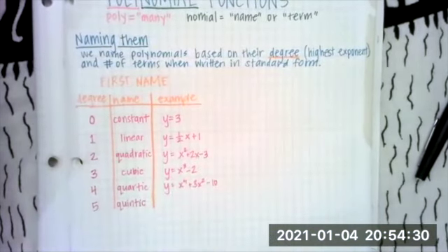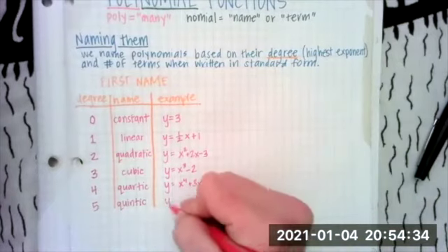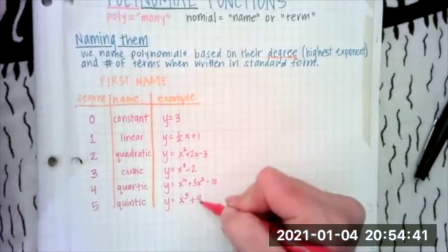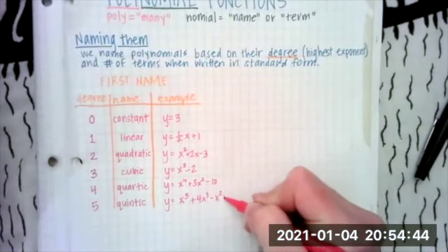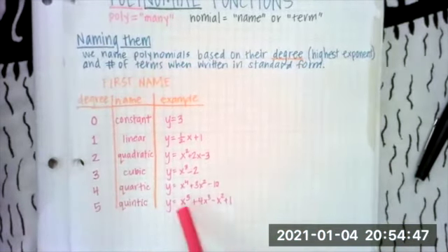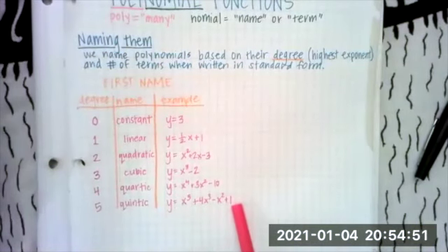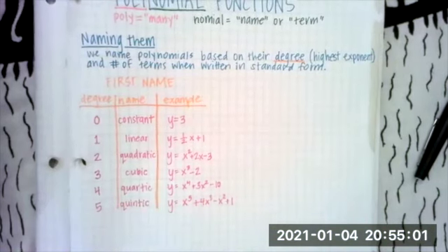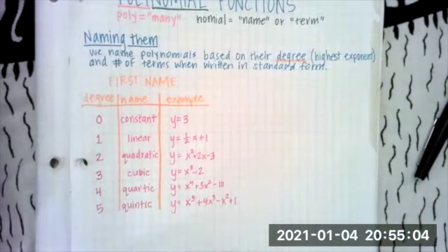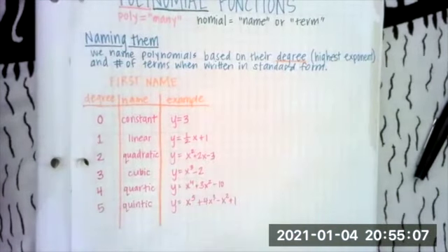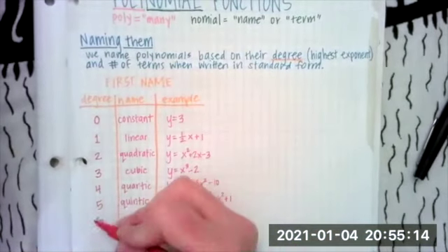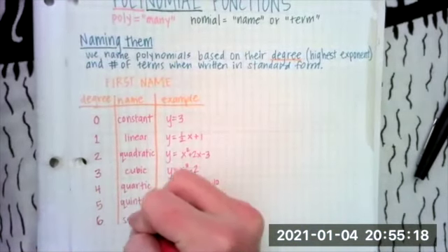Or is it quintic? I don't know. That's when the highest degree you see is 5, x to the 5th power. I'm just going to make up a random polynomial function. It has a quintic term, a cubic term, a quadratic term, and a constant term. Altogether, we're going to name it based on its highest exponent, which is a 5. Degree 5 is a quintic polynomial. And I think we're just going to go up one more. Degree 6. If the highest exponent on the x variable is a 6, that is called sextic.